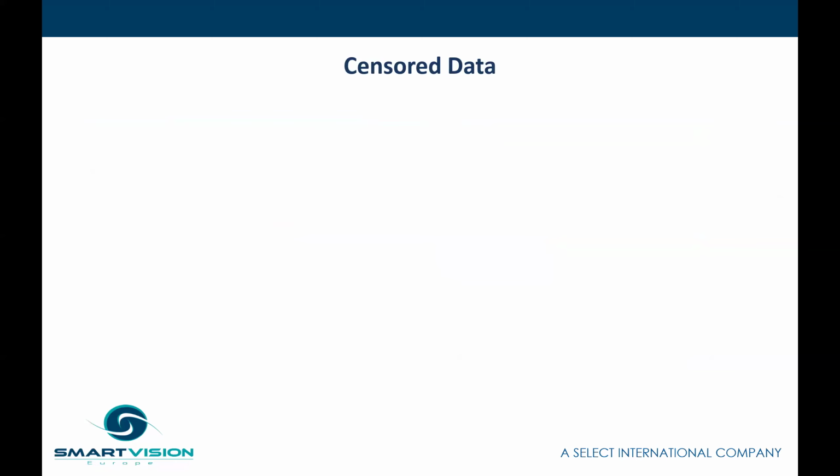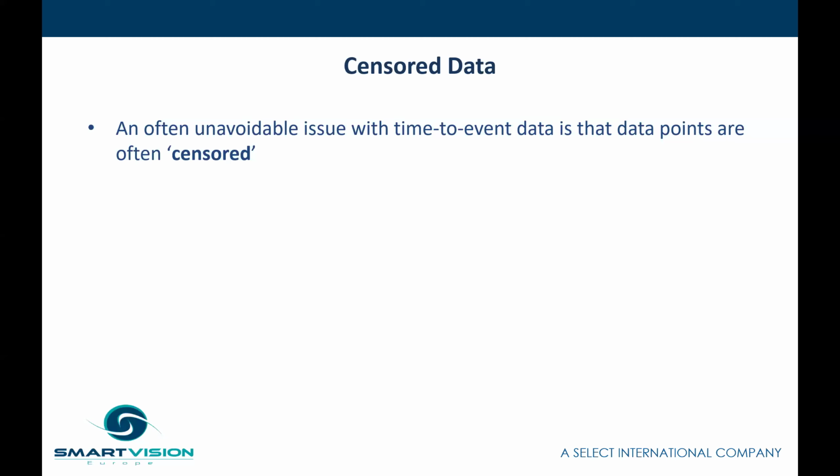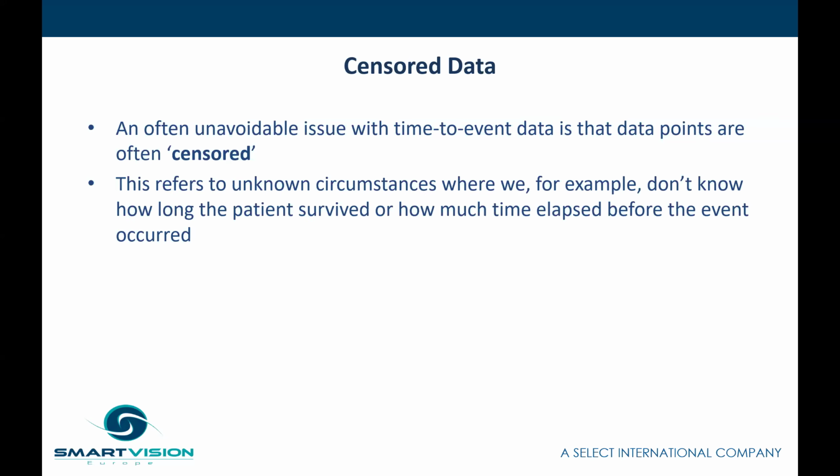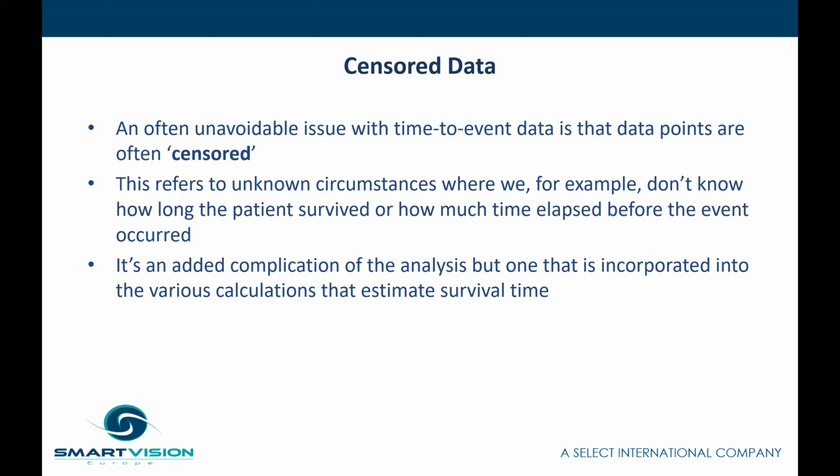There is this concept of censored data. I just need to touch on this. It's a very important concept within survival analysis. So censored data is unavoidable. And it basically means missing data. It refers to unknown circumstances where we, for example, don't know how long the patient survived or how much time elapsed before the event occurred. It's an added complication of the analysis, but it's one that's incorporated into the various calculations that estimate survival time.